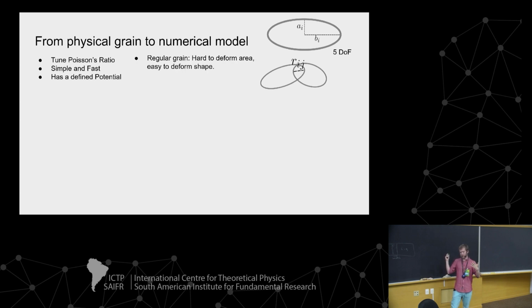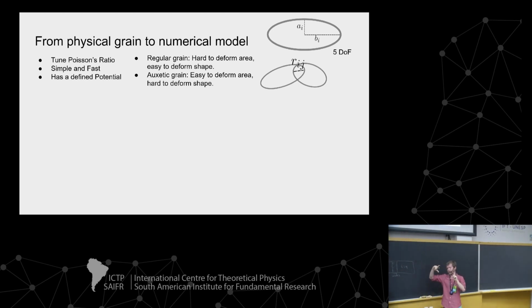And to guess how to build this potential, we asked ourselves the main question of what we want from a regular grain. Well, mainly a regular grain behaves in such a way that it is difficult to change its area, but it's easy to change its shape. It changes to a pancake. And meanwhile, an auxetic grain doesn't change its shape. It remains like a circle all the time, a perfectly auxetic grain, but it is easy to change its area.